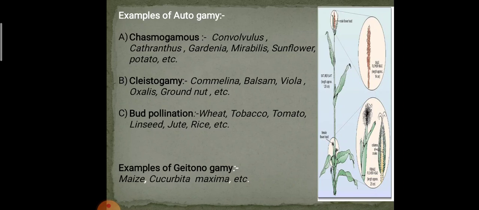And here are a few examples of geitonogamy. Geitonogamy means neighbor pollination. Here you can observe the same plant, known as a monoecious plant, consisting of two different types of flower. Unisexual flowers: at the upper side the male flower is present, at the lower side the female flower. The male flower produces a large number of pollen grains, and they stick to the stigma of the lowermost flower, so pollination easily takes place in that same plant. Examples: maize, Cucurbita maxima. These are examples of geitonogamy.